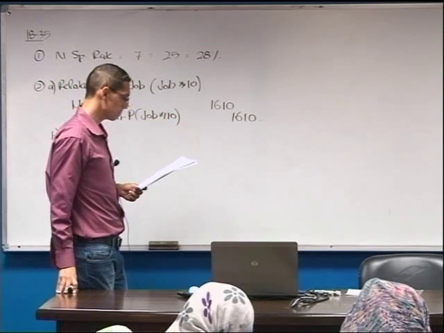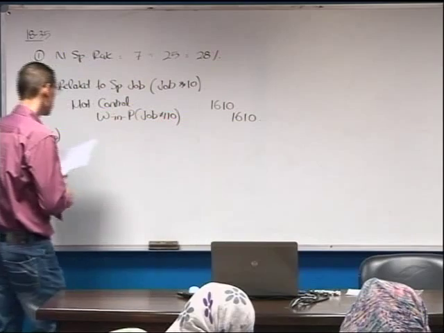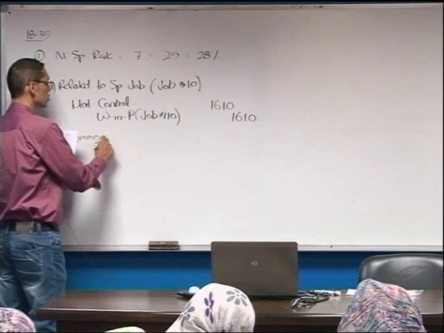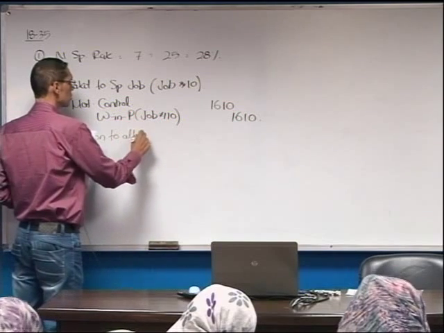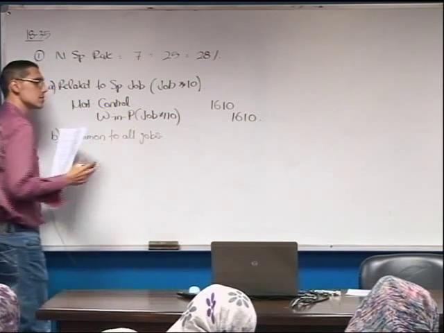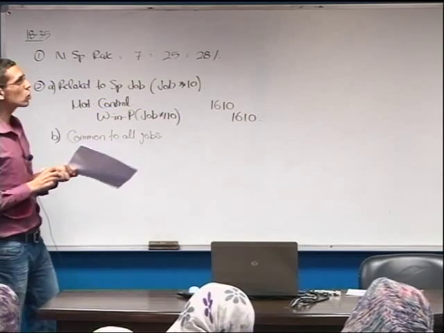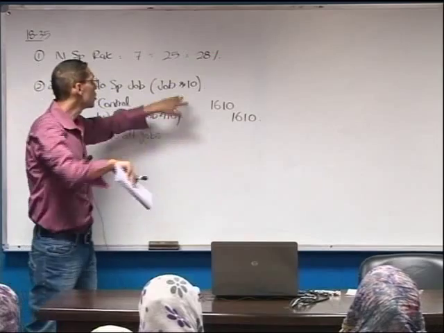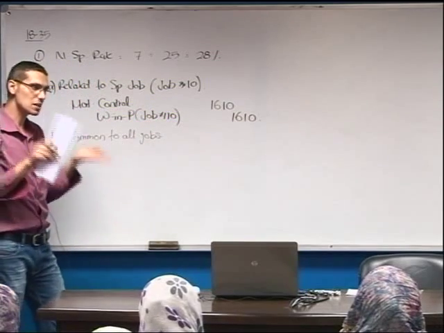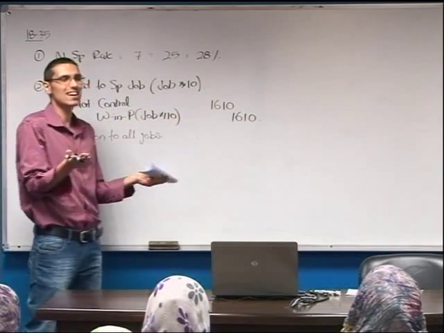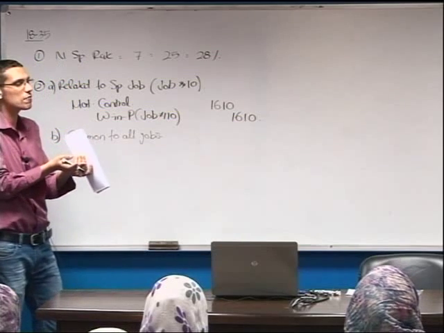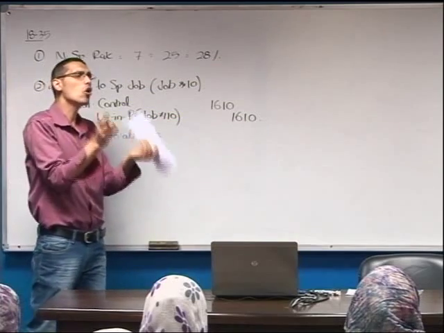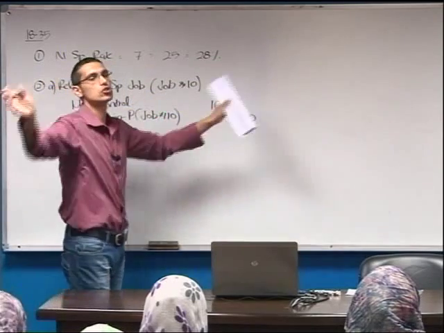Part B, please. The spoilage is common to all jobs. What if the spoilage is common to all jobs? In this case, the cost of the 7 units in total is loaded onto the work in process specific to job number 10. But we are saying that these costs of the 7 units that are spoiled are not only because of this job, but because of all the jobs.